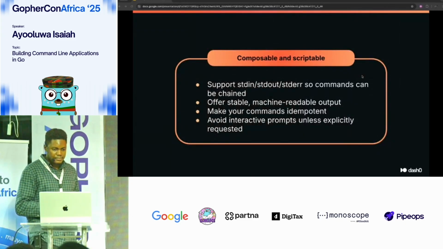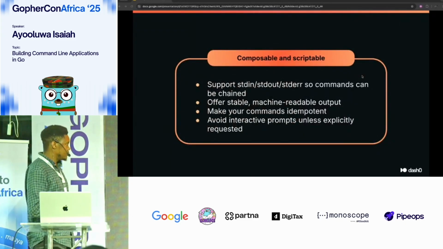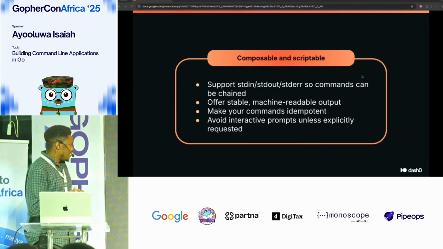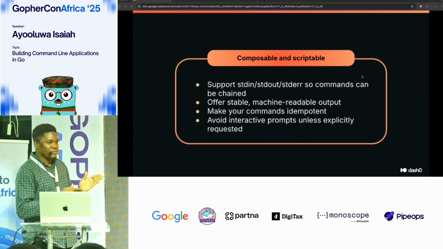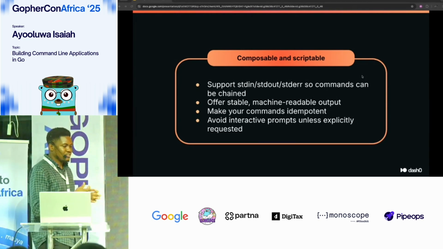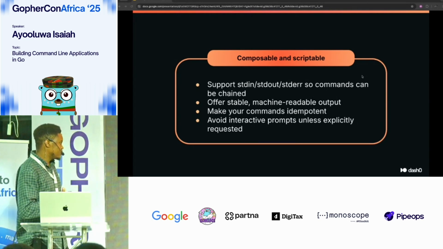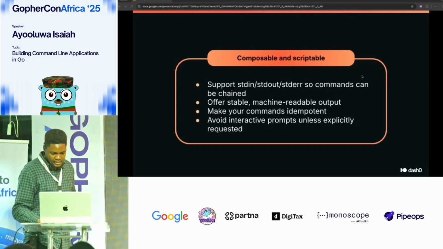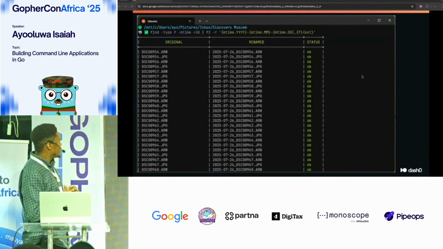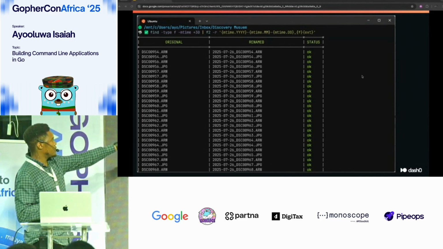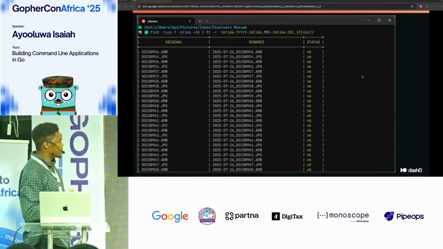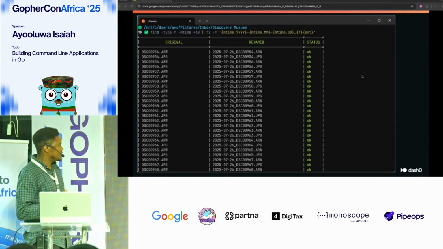Another thing that makes a CLI tool very good is being composable and scriptable, right? As I mentioned, you need to be aware of the standard out and the standard error so that your commands can be chained. And then you also need to offer machine readable output. So I'm going to show an example of that. This is an example where I'm passing some files to my command. I'm able to type this, right? I'm able to pass information from one command to another simply because I follow these rules. And then we get some results.